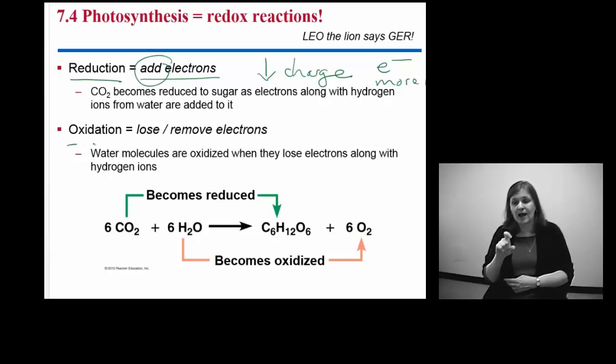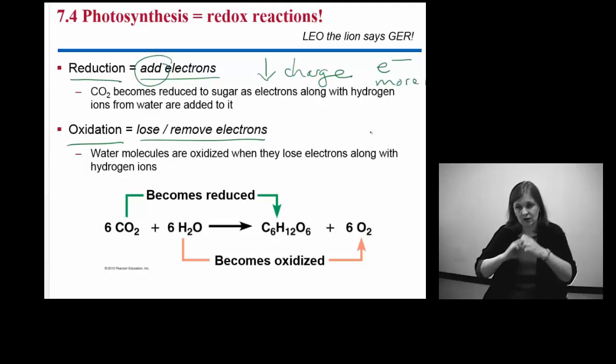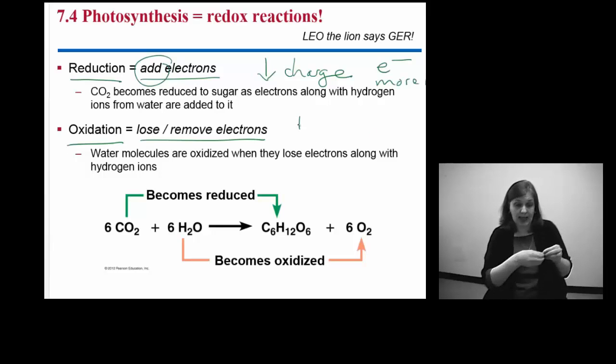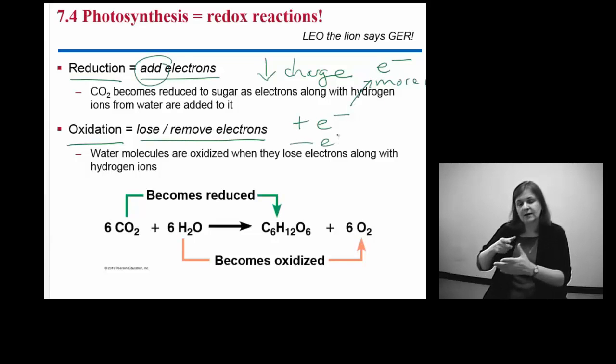When we oxidize something, we say we're going to lose electrons. So if you lose electrons, what happens to the charge? Right. If you add an electron here, it became more negative. If you subtract an electron, it's going to become less negative.